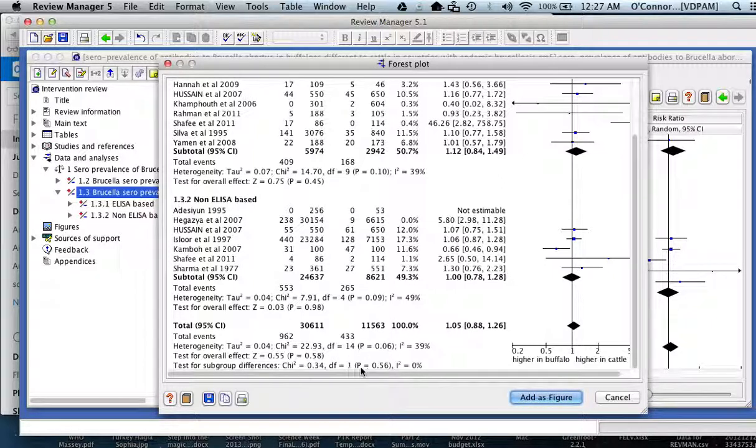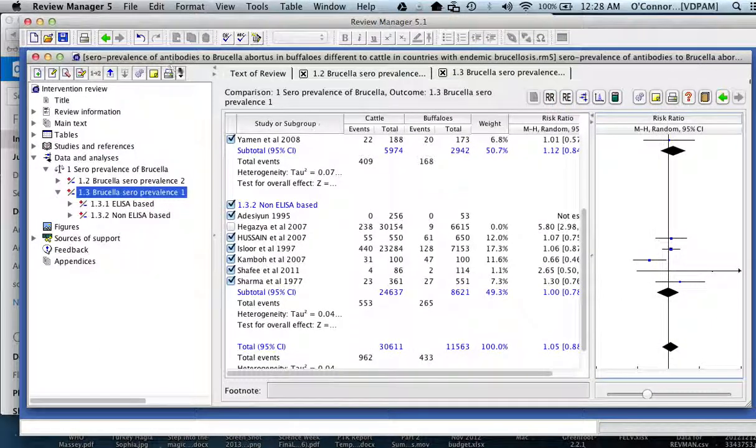Now let's go down here and you can see that we have the test of subgroup differences. This is asking whether the ELISA is different from the non-ELISA, and you can see that the answer is no. Now it's a little bit artificial because we have some studies removed.